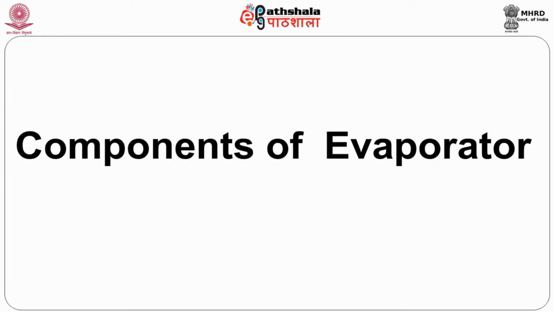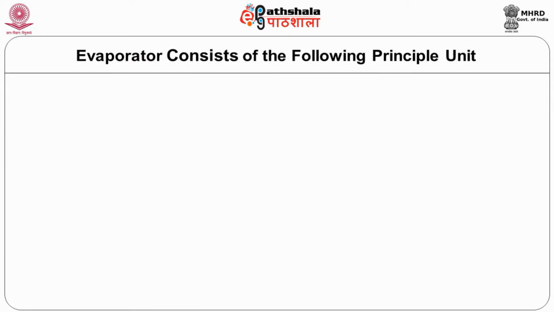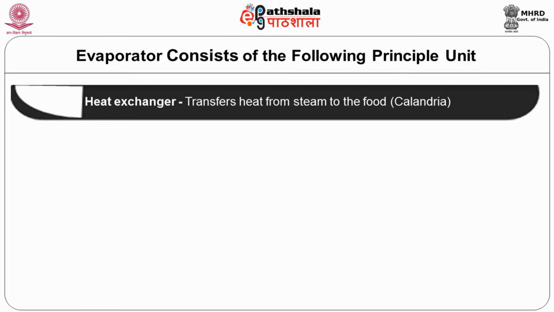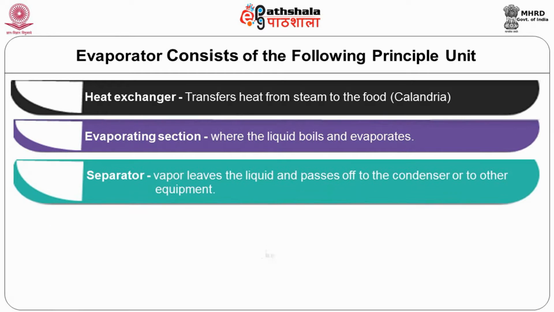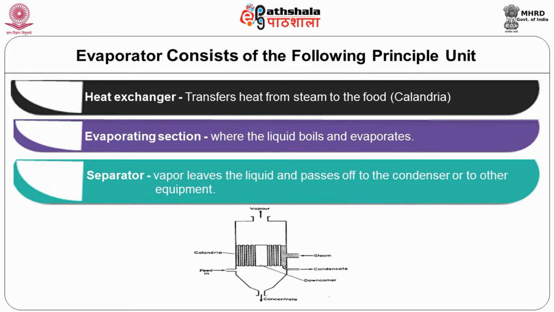Let us see the components of a basic evaporator. The evaporator consists of the following principal units. The first component is the heat exchanger, which transfers heat from steam to the food, and is also called the calandria. The second component is the evaporating section, where the liquid boils and evaporates. And the last component is the separator. The separator separates the vapor from the liquid. Vapor leaves the liquid and passes off to the condenser.